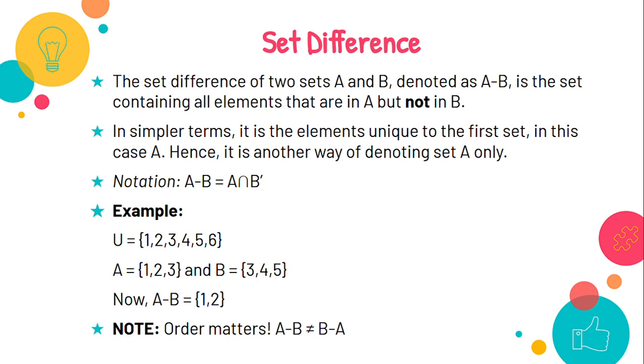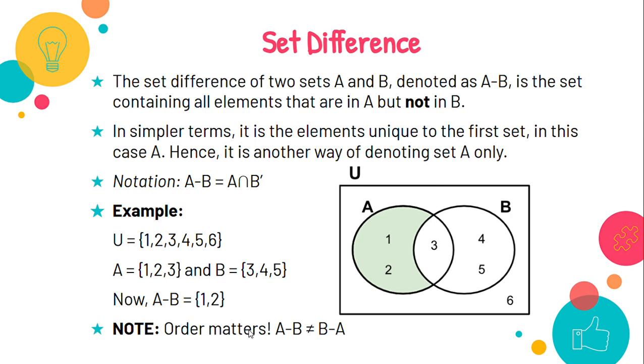And please note that order does matter. Just like with regular numbers where subtraction is not commutative, meaning you cannot switch around the order and get the same answer, the same thing holds with set notation. So A minus B will not give you the same thing as B minus A. B minus A is B only, whereas A minus B is A only. So what we have represented in this Venn diagram here is A only, all the elements that are in set A that are not in set B.